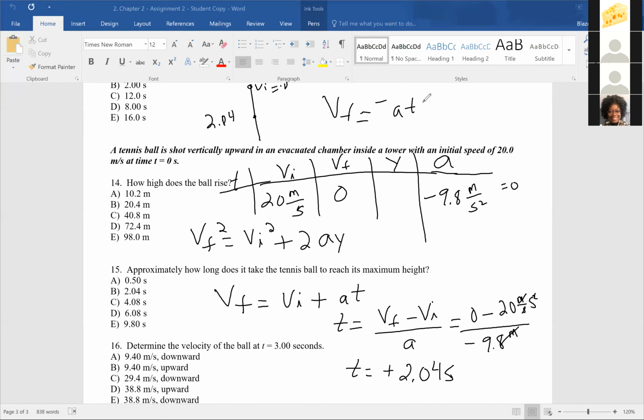Okay, very good. 9.4. Now, is it 9.4 upward or downward? Go ahead and put that answer in there, Kaylin. It's 9.4 what direction? Downward. And we know that because when I solve for this, I've got negative 9.8 times positive 0.96, and that answer is going to be negative. And because it's negative, it must be moving what? Downward.